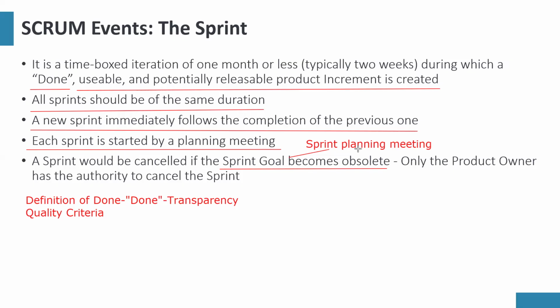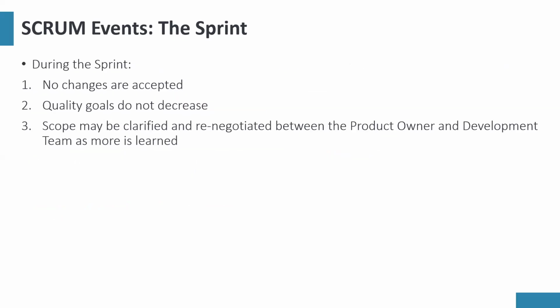But product owners know that they should not stop the sprint unless it's absolutely necessary. That's why the only reason is when the sprint goal becomes obsolete. Okay? When the sprint goal becomes obsolete. So during the sprint, no changes are accepted. The items that we've set as a sprint goal are not changed. The sprint goal is not changed.